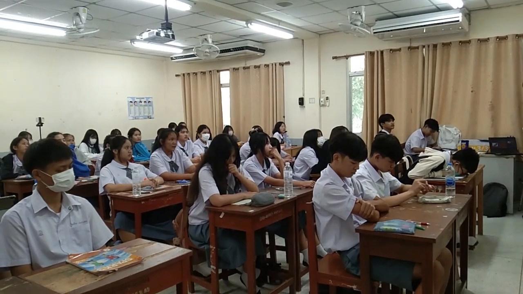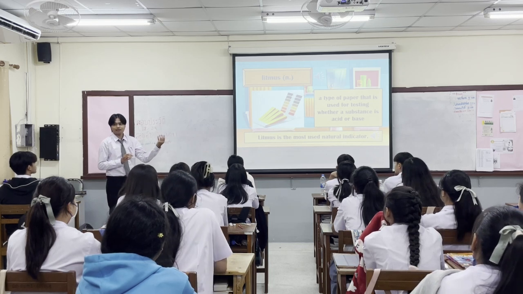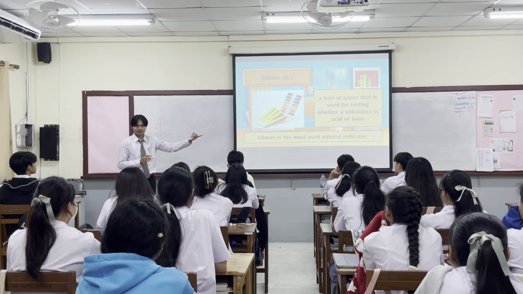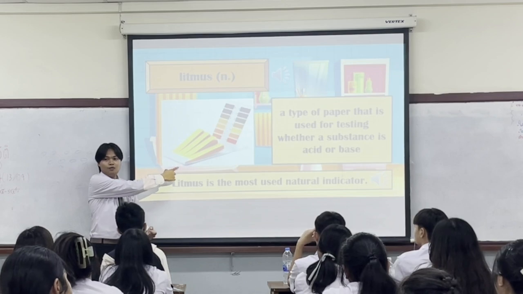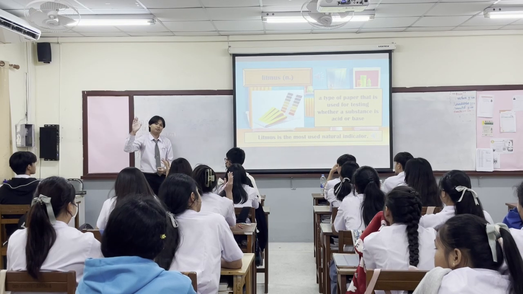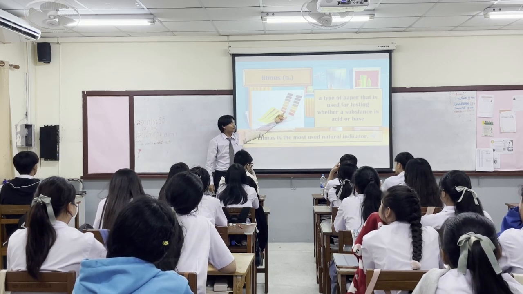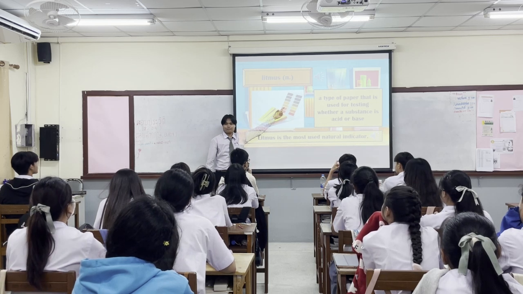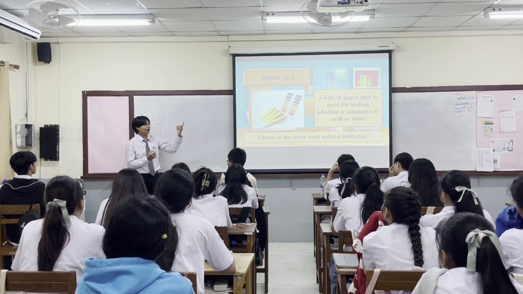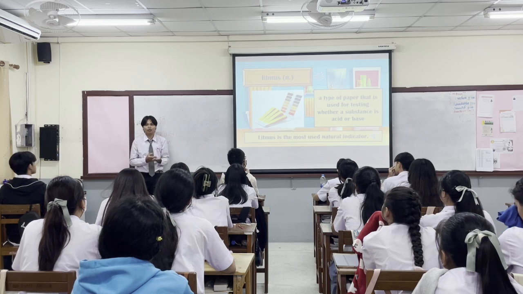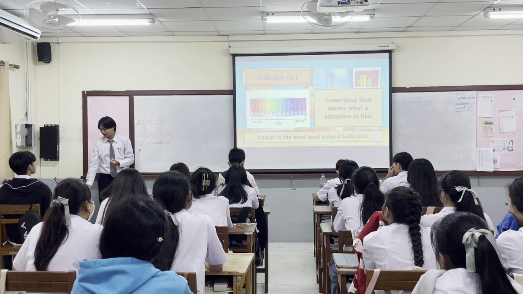Litmus. Your turn. Litmus is a type of paper that is used for testing substances including acid and base. Here is an example of litmus paper. Whoever has used litmus paper, raise your hand. Okay, 1, 2, 3. And this one, can you guess what is the name of this thing? Indicator. The name that most people call this one is a universal indicator. Litmus. And the last word.